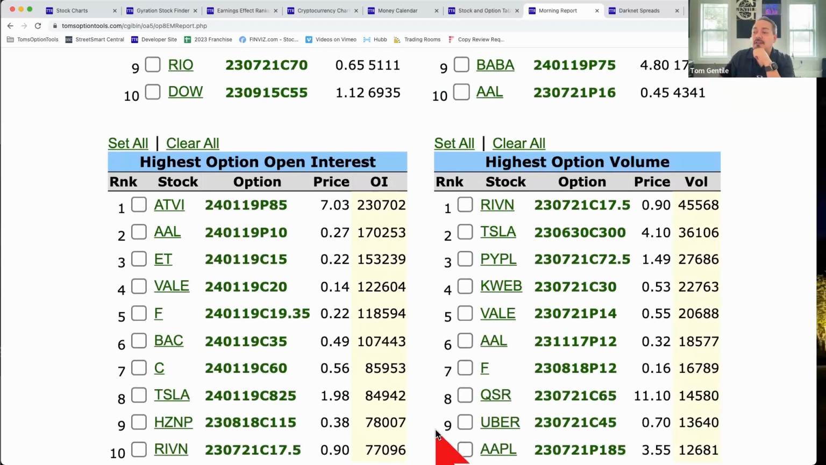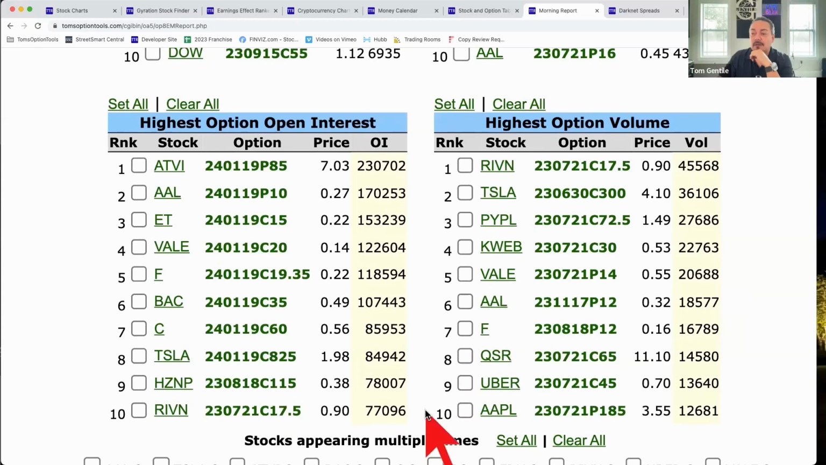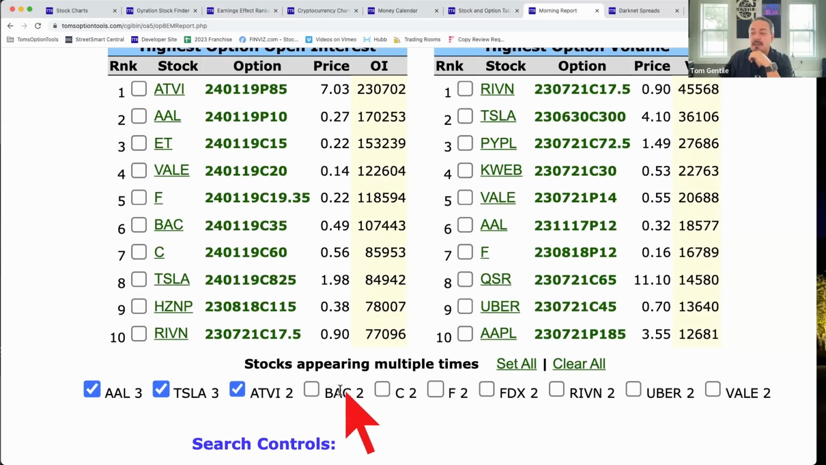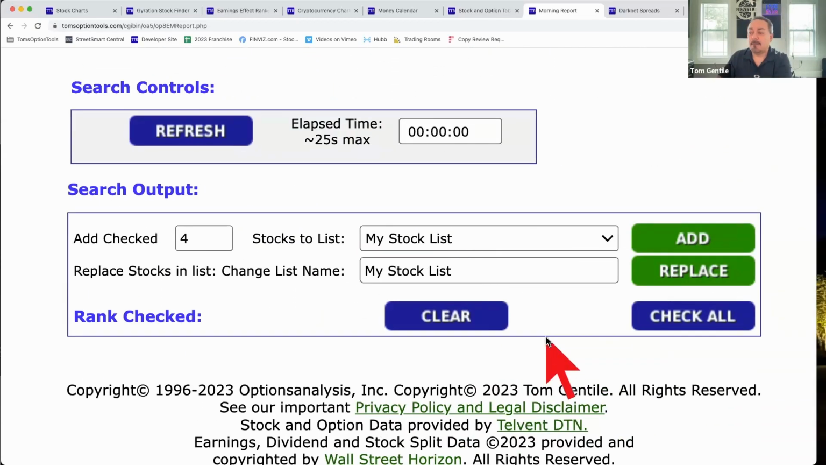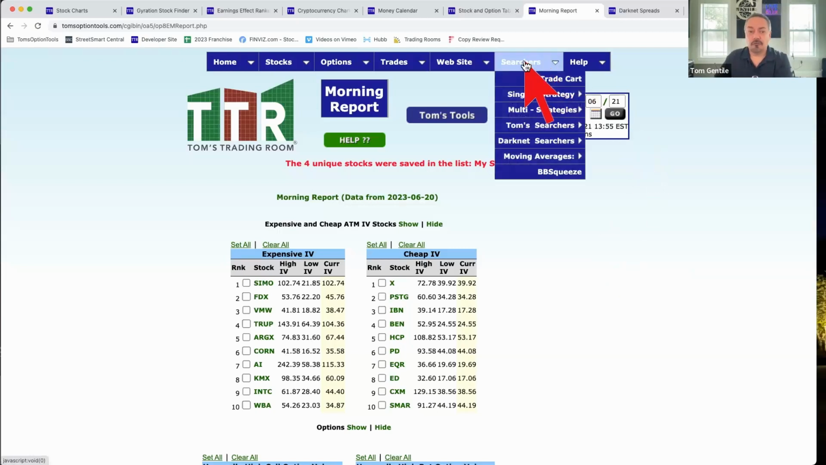So for instance, let's say that we like the unusually high call volume area, and I see Tesla and American Airlines in there. And I also see Activision in there. I see Bank of America in there too. Let's just take these 4. Now I'm going to add that. I'm actually going to put them in a group called my stock list. Now I've got 4 stocks saved in a list. What am I going to do with these? I'm going to run a searcher.